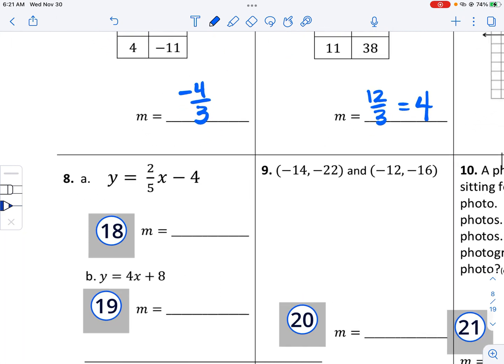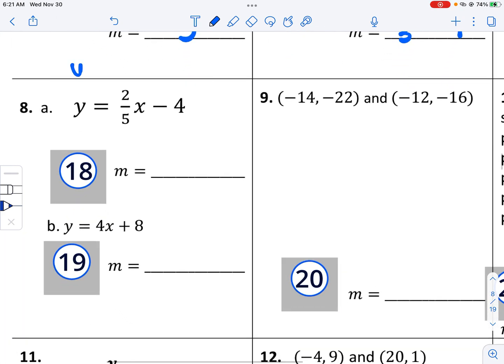This next one, the equation is y equals mx plus b. All you have to do is look at the number that's in front of the x. That's all you have to do. So 2/5, 4. That's it.